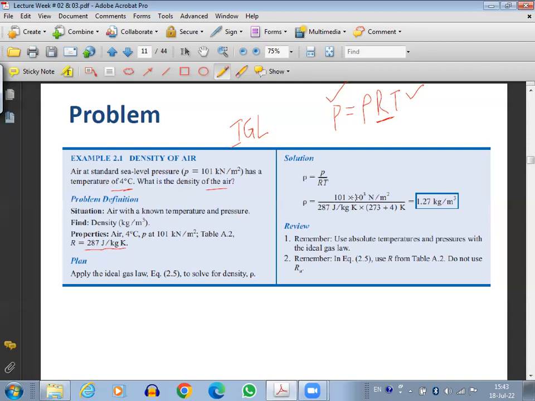That's why you see 101 into 10 to the power 3. Why is there 10 to the power 3? Because R was not given in kilojoule. R was given in joules. So you need to be consistent within your units.